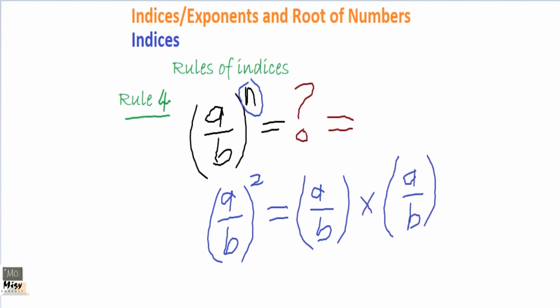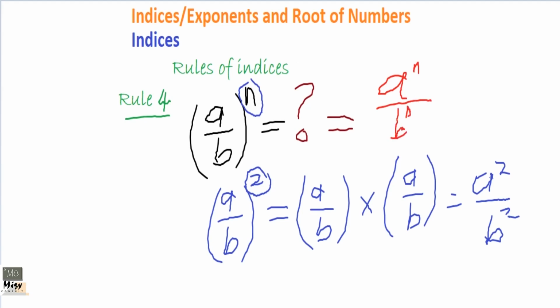That gives a squared over b squared. You just distribute the power on top of them, onto the numerator and the denominator. So a over b raised to the power n equals a raised to the power n divided by b raised to the power n.